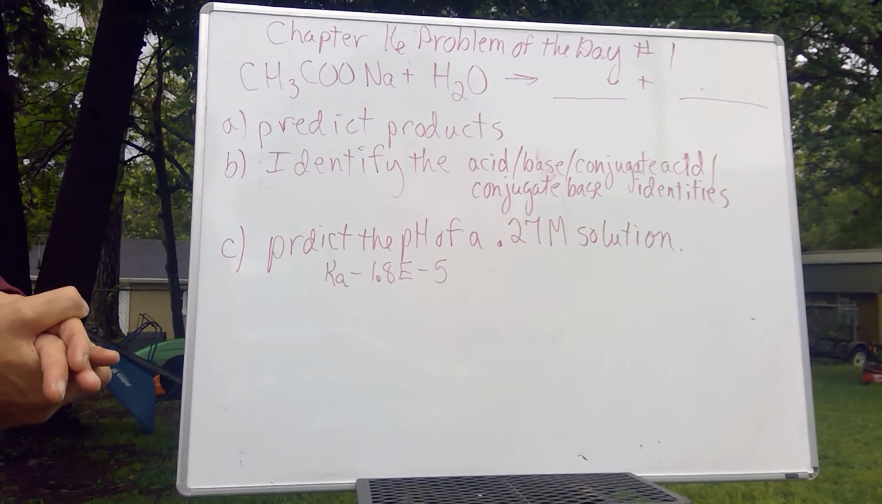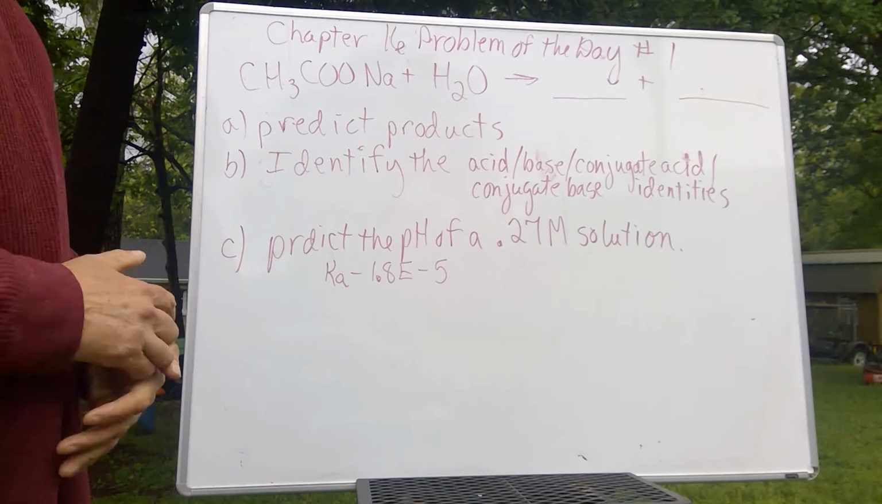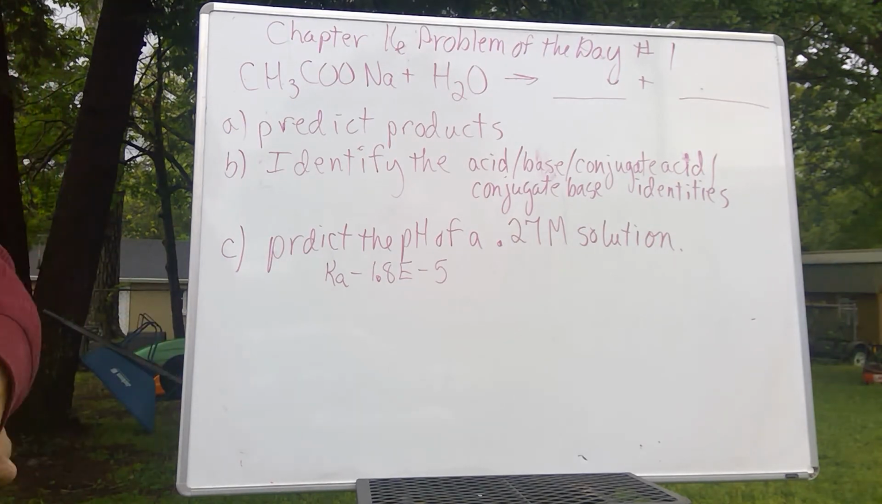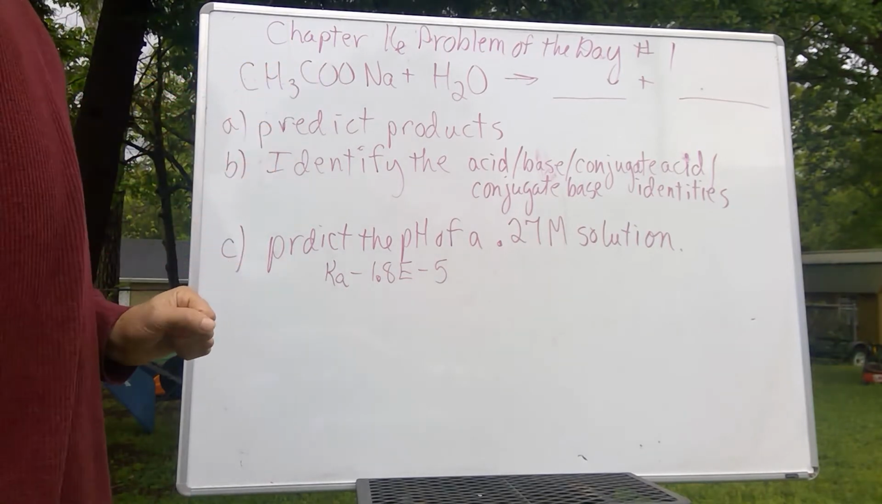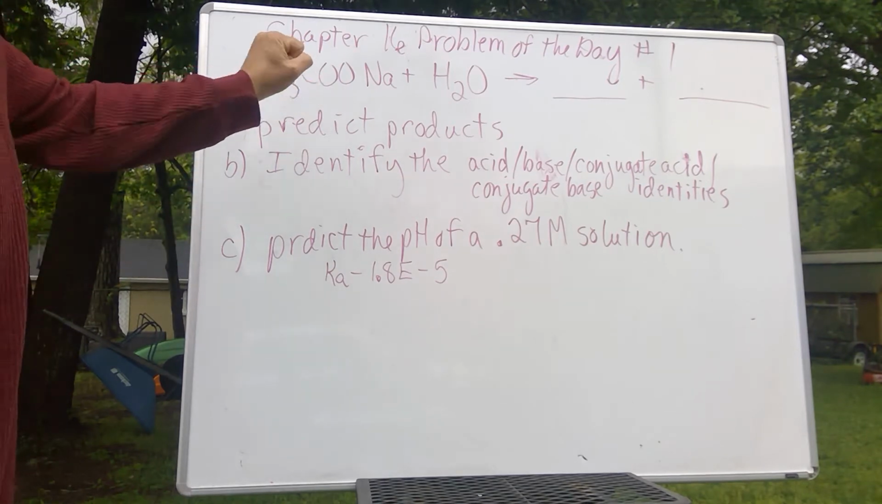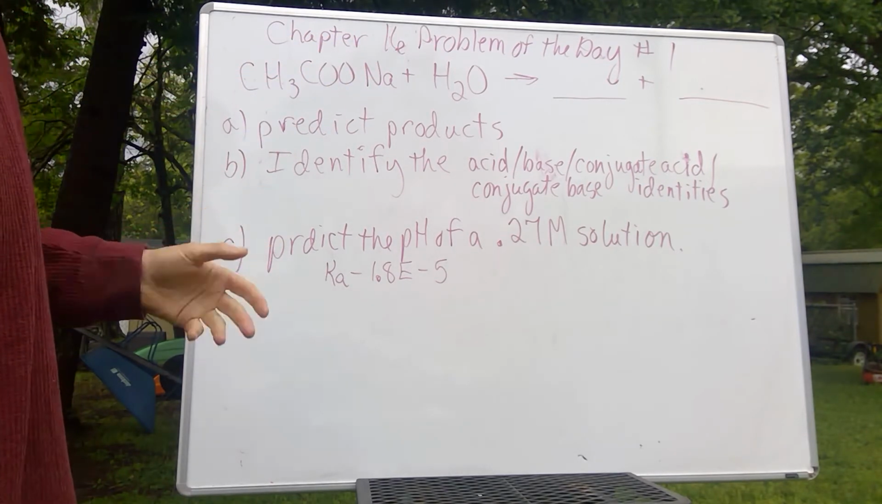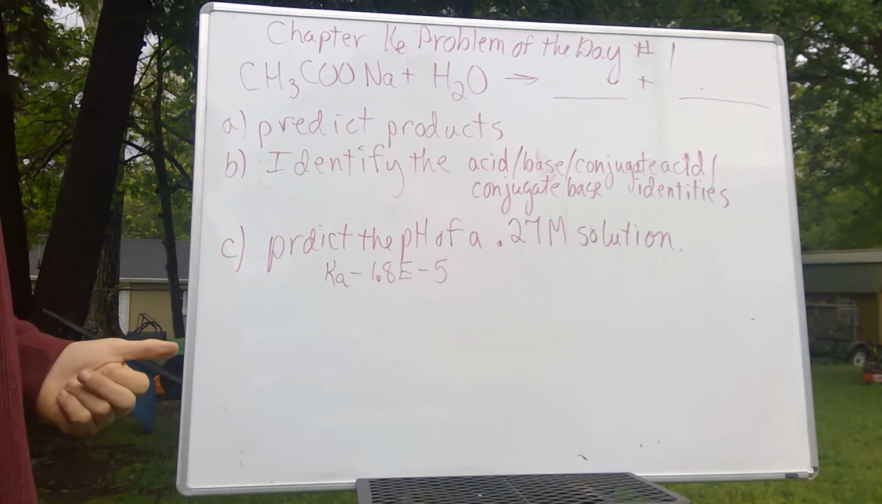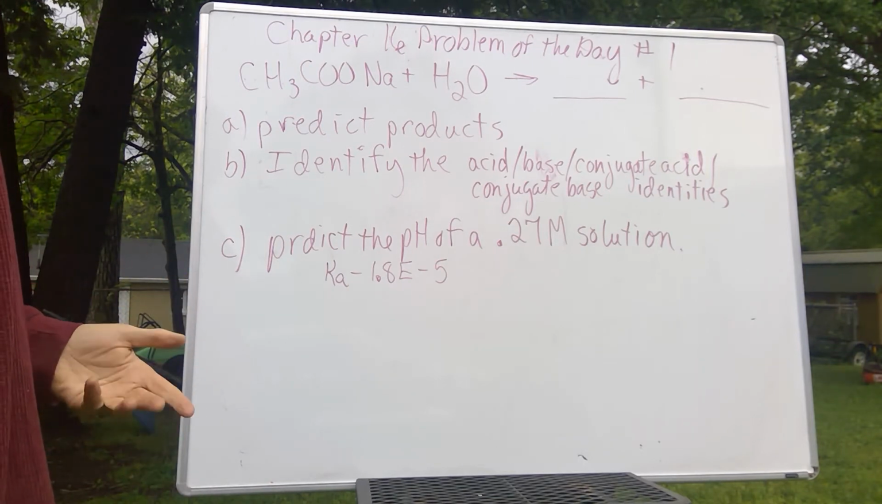So let's say that we dissolve some sodium acetate in some water. What's going to happen? That's the problem of the day here. Sodium acetate, as you can see, has this acetate with +1 sodium. So we've got an ionic salt here.